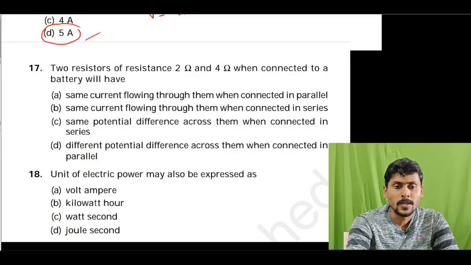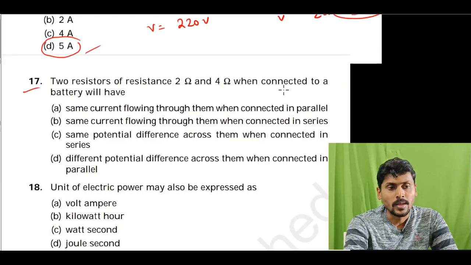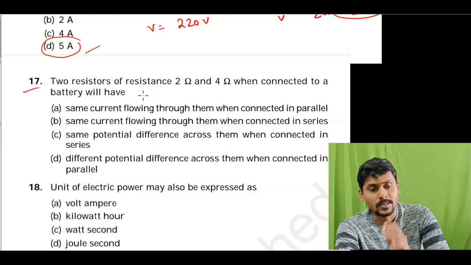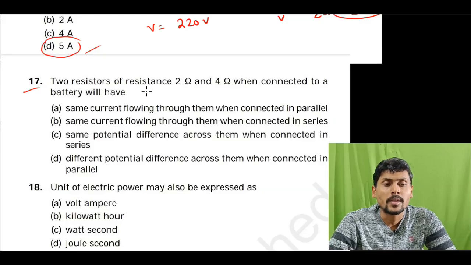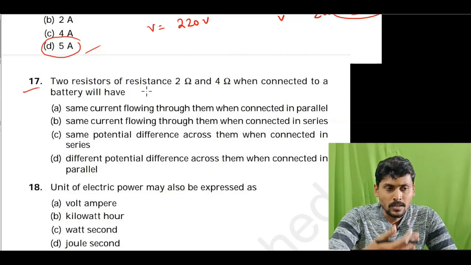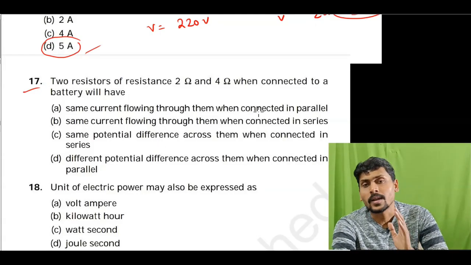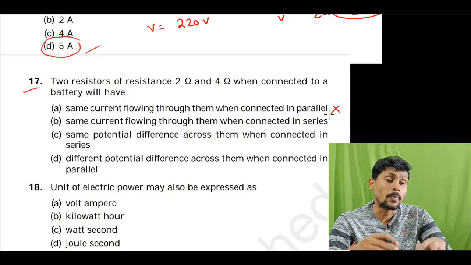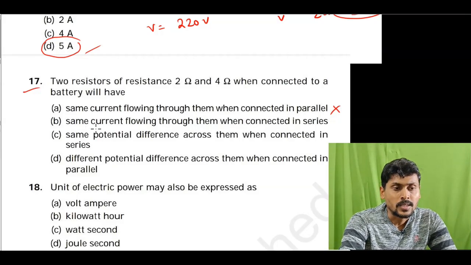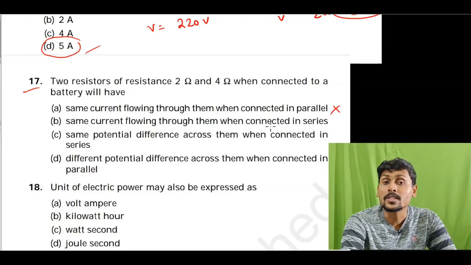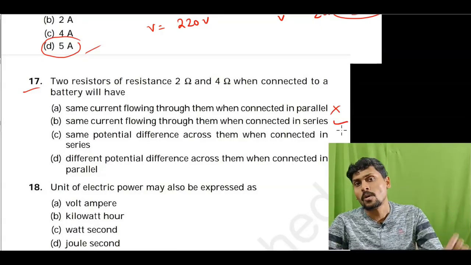Now let us go to the next question. The question is two resistors of resistance 2 ohm and 4 ohm connected to a battery will have dash. So you have two resistors 2 ohm and 4 ohm, and you have to connect them to a battery. So now let us read the four options. Same current flowing through them when connected in parallel. This is wrong, because we know that in parallel combination voltage remains same, the current will be different. Second option, same current flowing through them when connected in series. Yes, this is correct, because we know that in series combination of resistors same current flows through all of them.